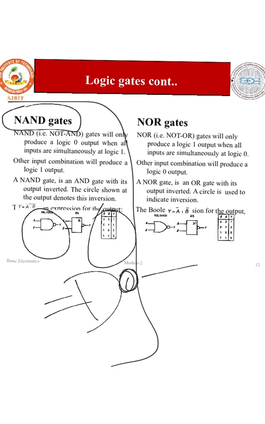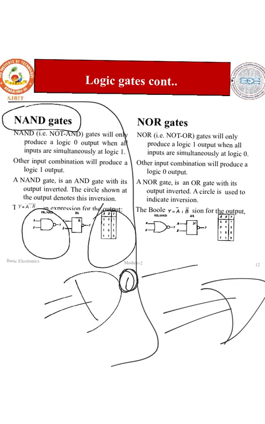So coming to the NOR gate. NOR gate means NOT of OR. NOT of OR means it is the opposite of the OR gate. You can see the diagram also. For the output, a NOT is connected. Because that NOT is connected, it works as a NOT of OR gate.